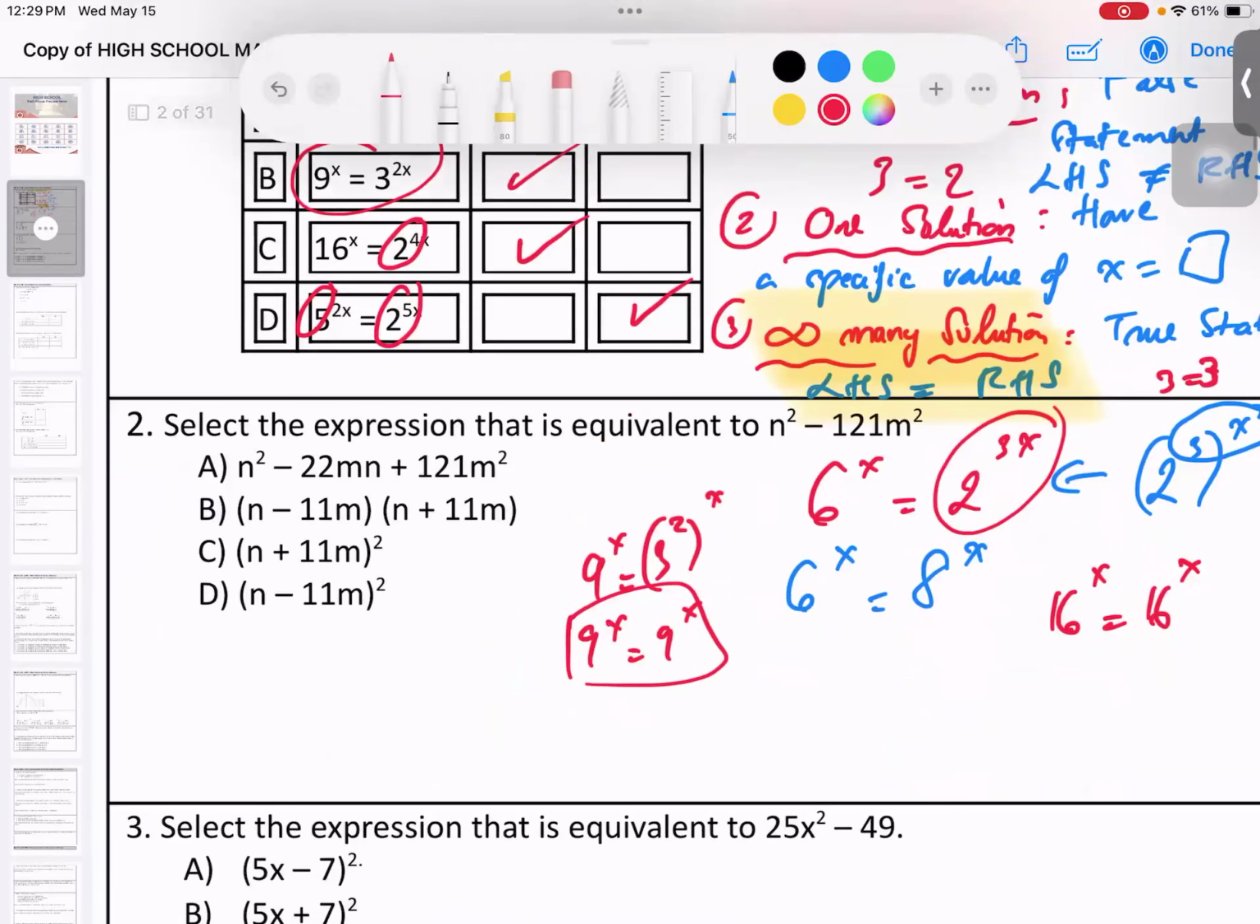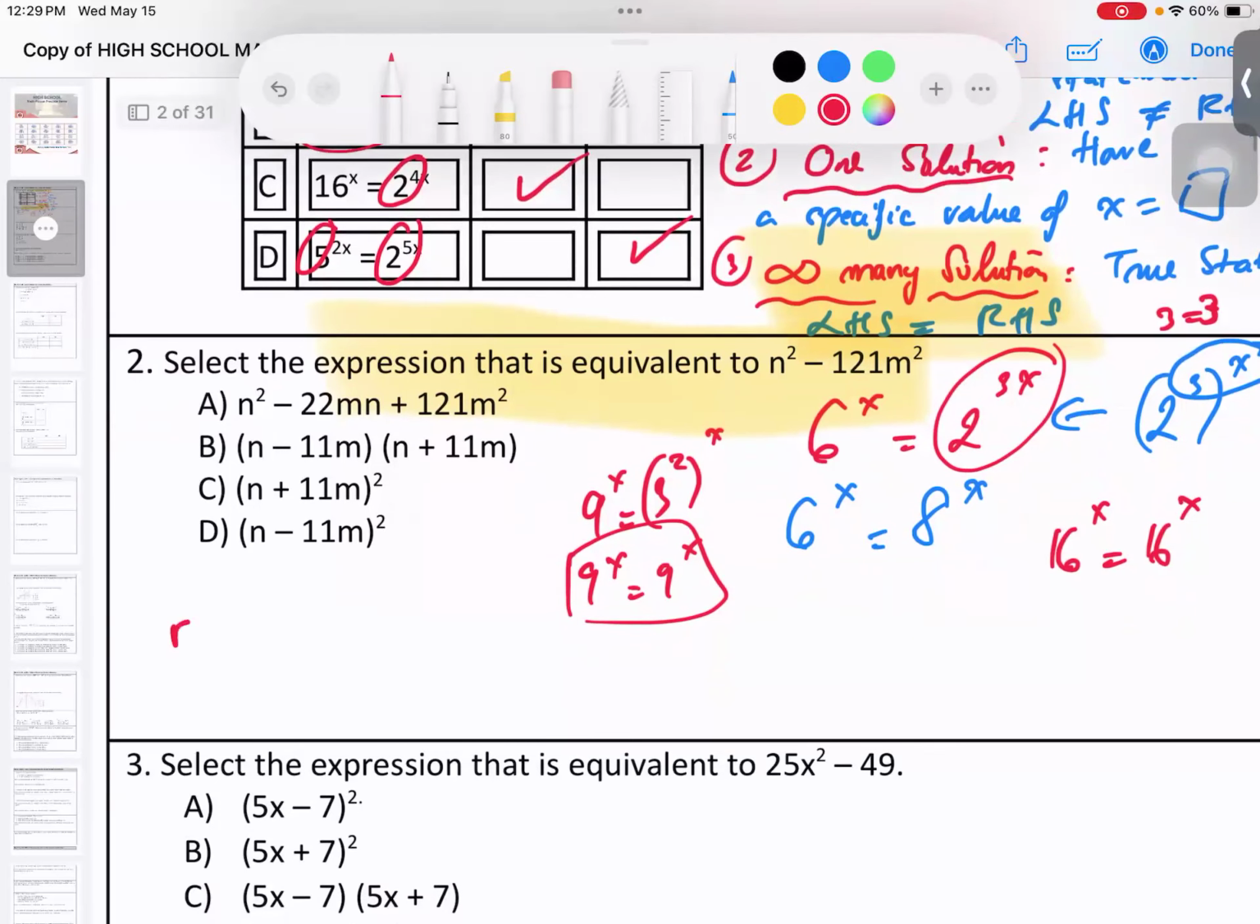All right. Number 2. You see how they're asking? Select the expression that is equivalent to. In my question, I just say simplify it, for example. So select the expression equivalent to means sometimes you simplify or you expand it, either way. Okay, 2 terms. What are you going to do when you have 2 terms? What is the technique?